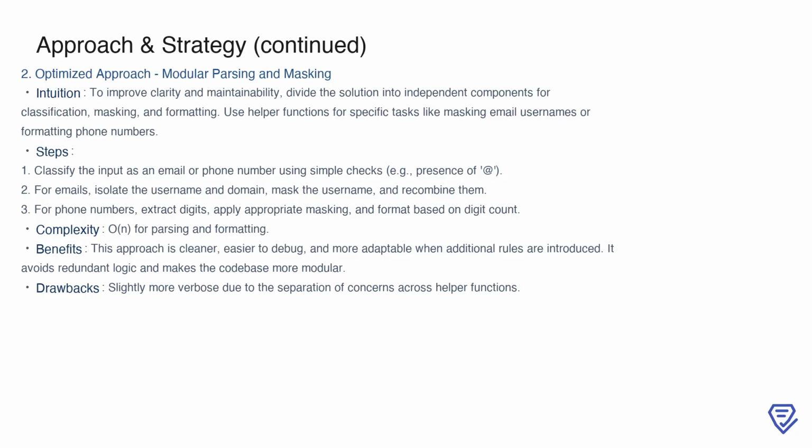The process starts by classifying the input: emails are identified by the presence of the @ symbol, after which we isolate the username and domain, mask the username, and recombine the components. For phone numbers, we extract the numeric digits, apply masking while retaining the last 4 digits, and then format the result appropriately. This method still runs in O(n) time but offers several advantages over the brute force approach. It's easier to debug, avoids redundant logic, and can accommodate future updates or additional rules with minimal disruption. The trade-off is a slightly more verbose implementation, but the modularity and clarity make it well worth the effort.